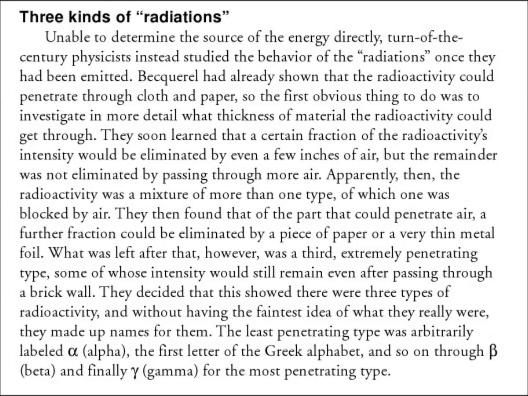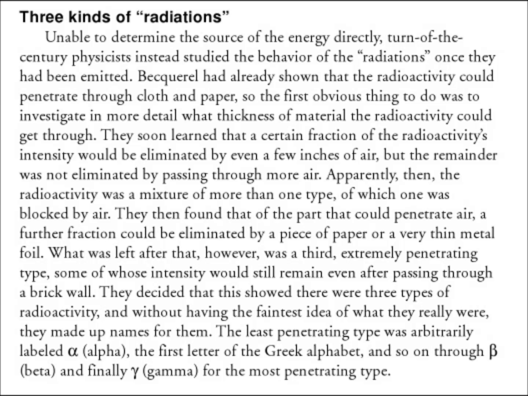Three kinds of radiations. Unable to determine the source of the energy directly, turn-of-the-century physicists instead studied the behavior of the radiations once they had been emitted. Becquerel had already shown that the radioactivity could penetrate through cloth and paper, so the first obvious thing to do was to investigate in more detail what thickness of material the radioactivity could get through. They soon learned that a certain fraction of the radioactivity's intensity would be eliminated by even a few inches of air, but the remainder was not eliminated by passing through more air.